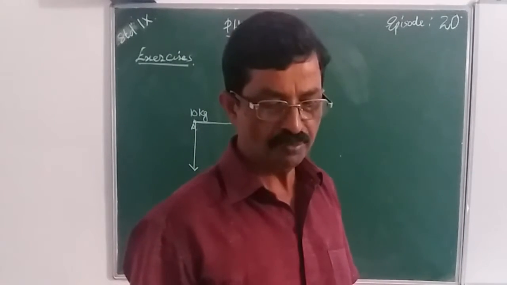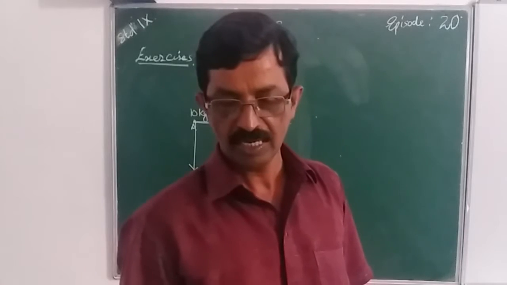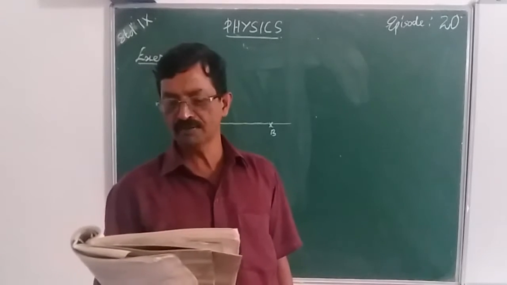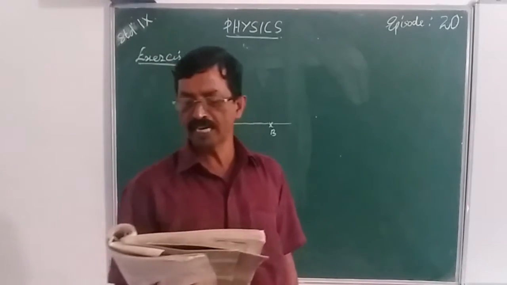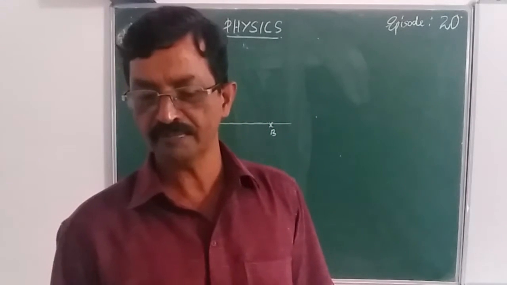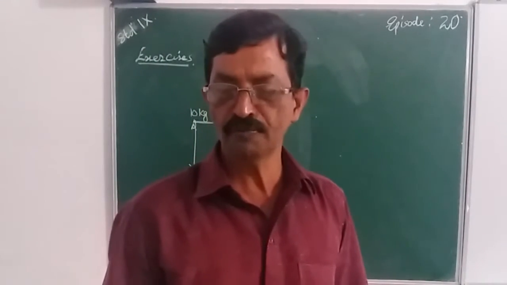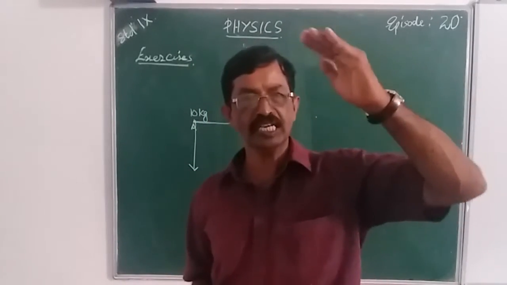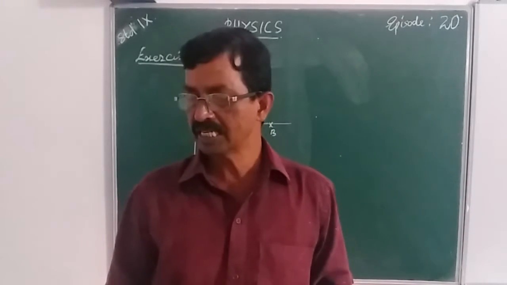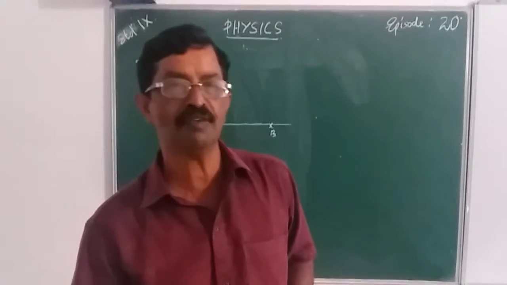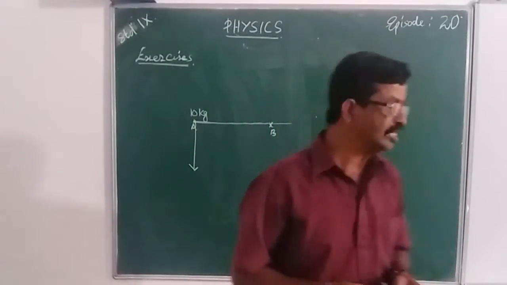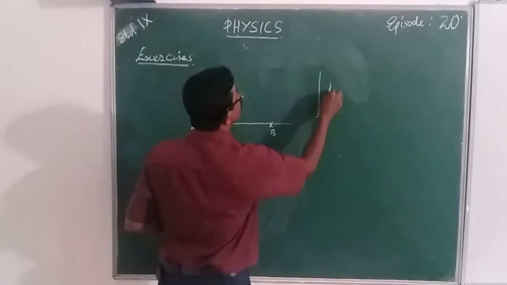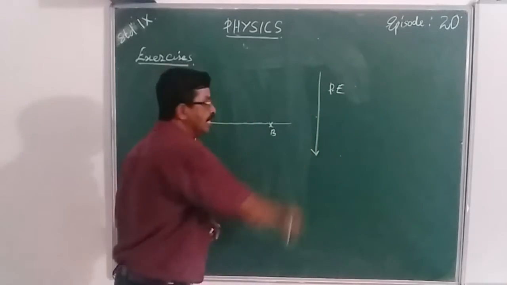Now question number 6. The potential energy of a freely falling object decreases progressively. Does this violate the law of conservation of energy? Why? That means potential energy is gradually decreasing. See, when the body falls, its height decreases, so the potential energy gradually decreases.